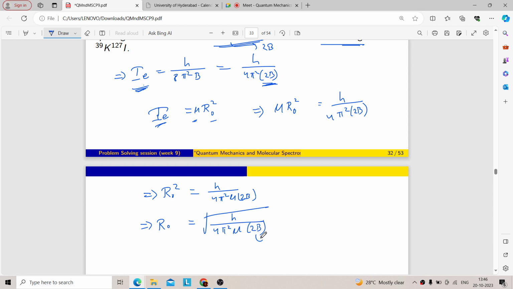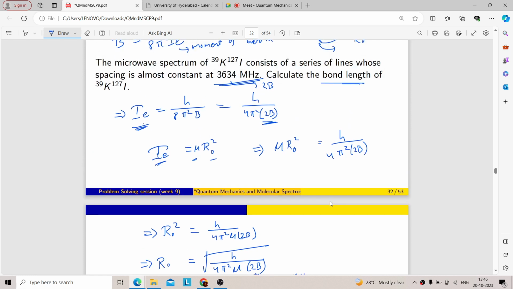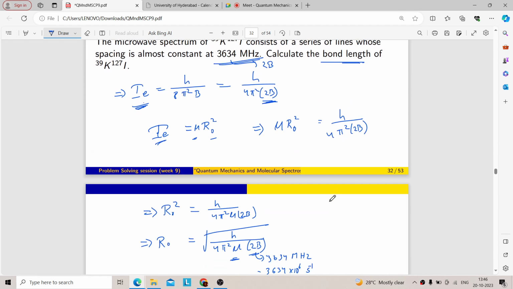Okay, so 2b we know, and this is nothing but 3634 megahertz, or 3634 times 10 to the power 6 hertz or per second. This value we have. We don't know the reduced mass, but we know the system, potassium iodide, so we can calculate the reduced mass. Reduced mass is m1 times m2 divided by m1 plus m2.